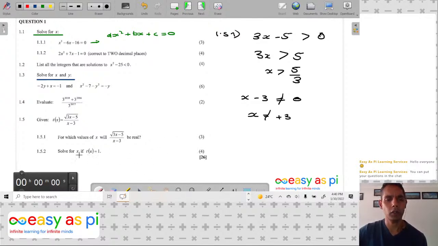And then they say, okay, solve for x if t of x is equal to 1. Okay, 4 marks. Let's have a go. I'll give you 2 minutes. Make sure you don't make a mistake. The easy mistake to make, but let's go.